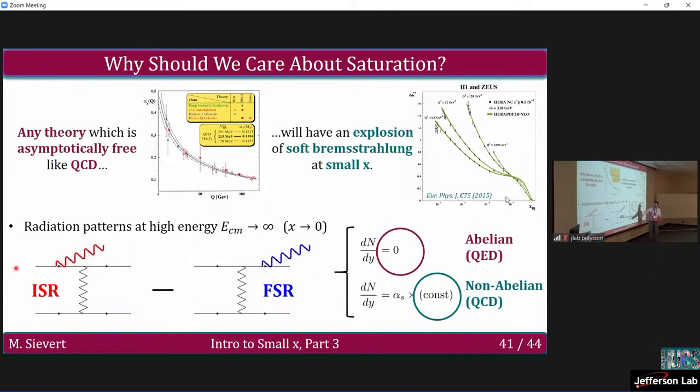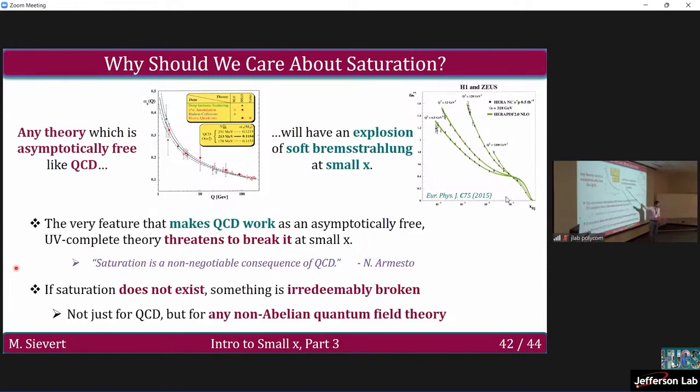If you have a non-abelian gauge theory, anything which is beautifully asymptotically free, just like QCD, as soon as you have this, you have a non-abelian gauge theory with commutators. As soon as you have commutators, you have a rapidity-independent distribution of soft bosons. As soon as you have soft gluon radiation, which is constant in rapidity, you have large logarithms. So exactly the same feature that makes QCD awesome, UV complete, our best candidate for a grand unified theory of nature, also threatens to blow it up. The same feature that gives you UV completeness here could destroy UV completeness there if saturation doesn't exist.